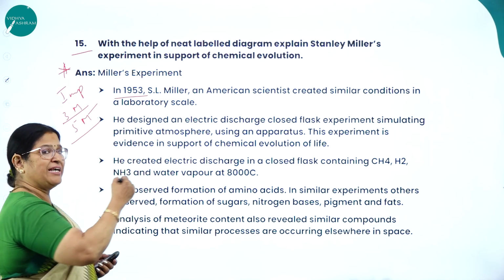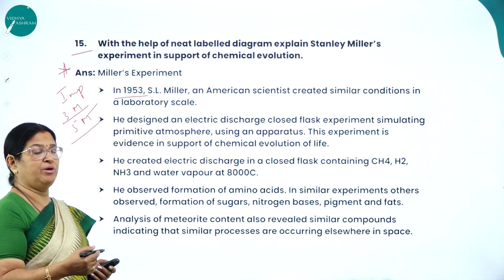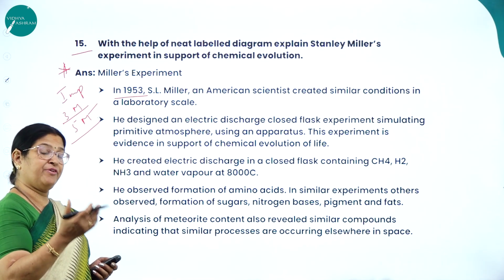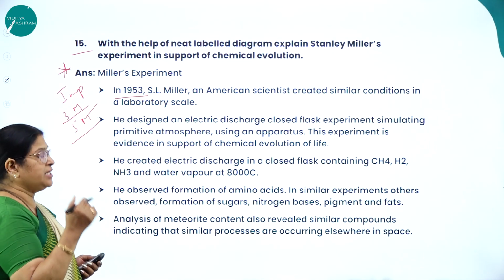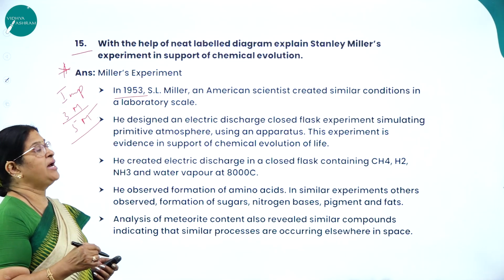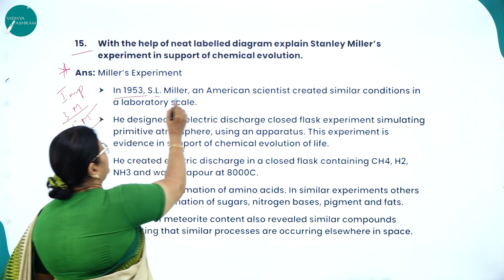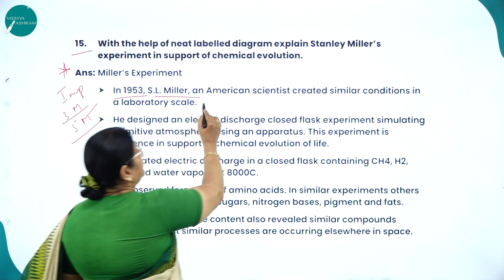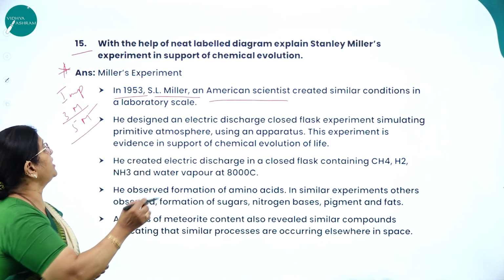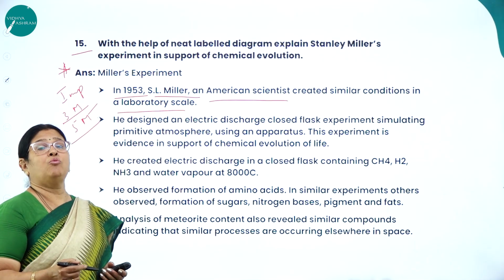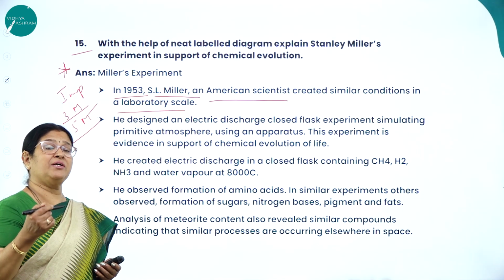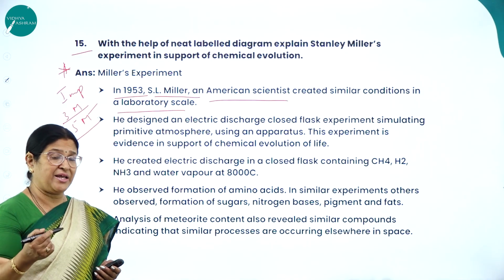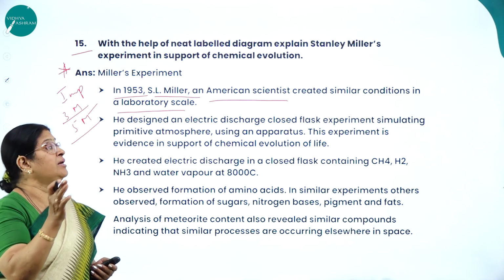Now let us understand what is this experiment all about. If only diagram is asked, fine. You have to draw a labelled diagram. But if at all explanation is asked for 5 marks, then you need to give the explanation of the experiment. It goes like this. In 1953, Stanley Miller, an American scientist, created similar conditions in a laboratory. Like what were the conditions that were available in the prebiotic atmosphere, the first atmosphere that came into existence on this planet Earth. He tried to give the similar conditions.